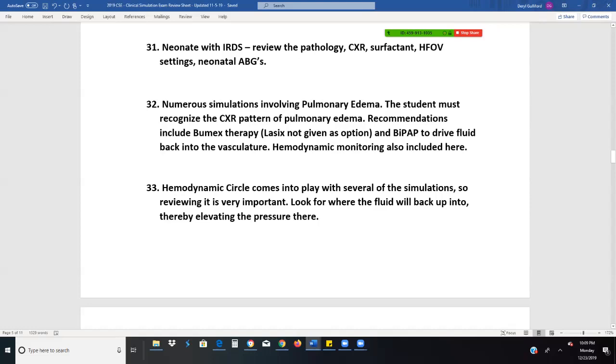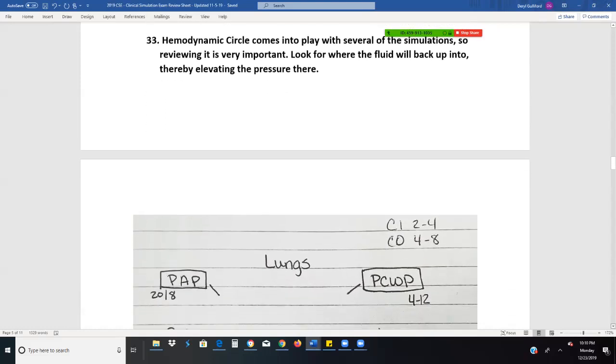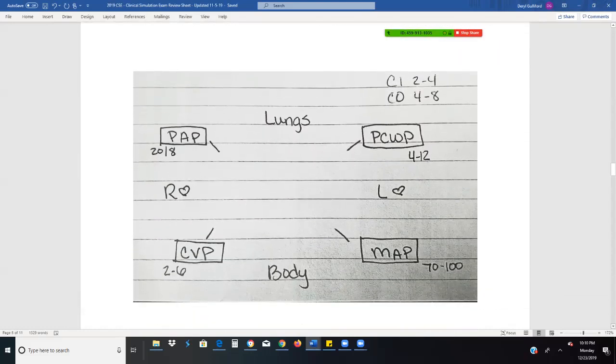Now, here's the hemodynamic circle, and what we're looking for is where the fluid or the pressure is backing up into. Let's look at this hemodynamic circle. Let's say the problem's with the left heart, and I'm going to start at the left heart because that's where we have most of our trouble. Let's say the left heart is failing. Patient has had several heart attacks, let's say. Then that left heart pressure will back up into the lungs and raise the pulmonary capillary wedge pressure. So the wedge might be 18 or 20 instead of 8 or 10.